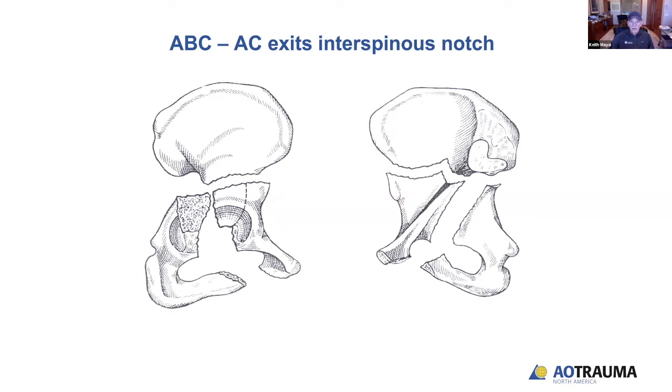There are, however, variants that don't make it that far, and these are much more difficult in general to deal with. There's one pattern here that exits at the interspinous notch. But you'll see a commonality in some of these. The posterior column component for many of these is relatively axially oriented. And that's important as we come to addressing that later on.